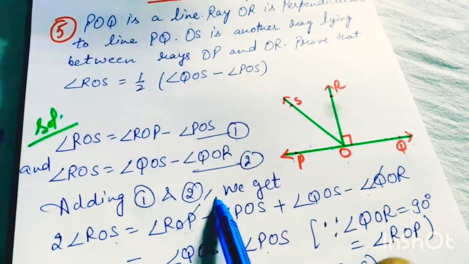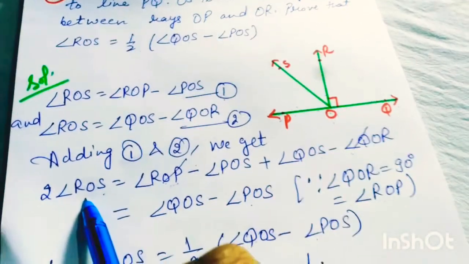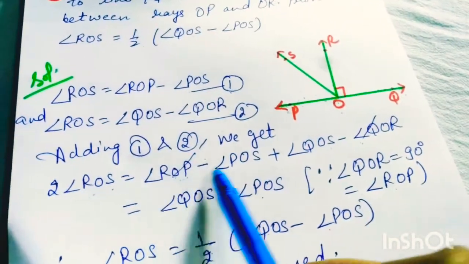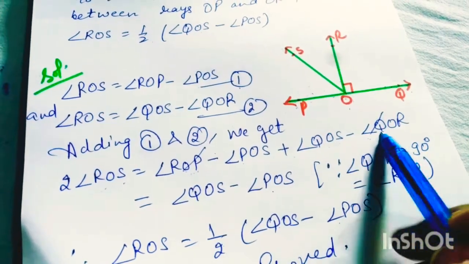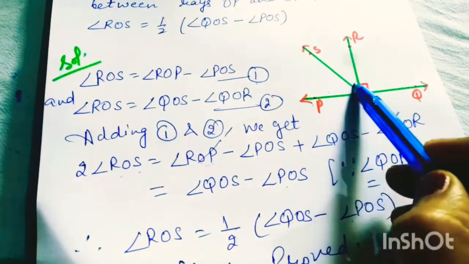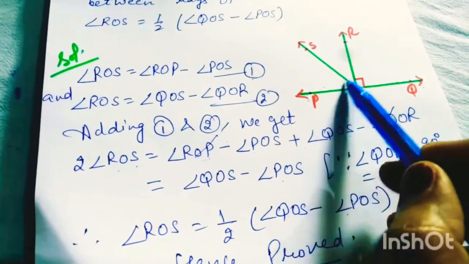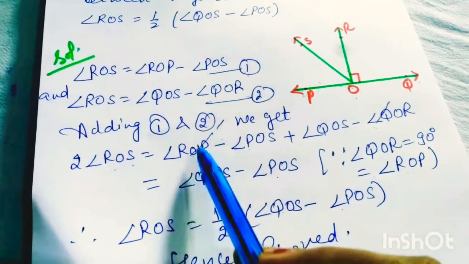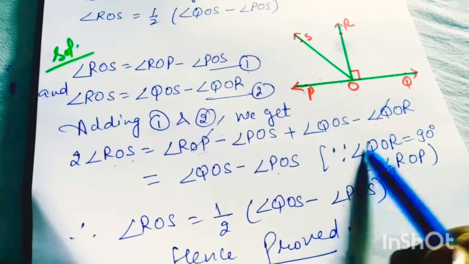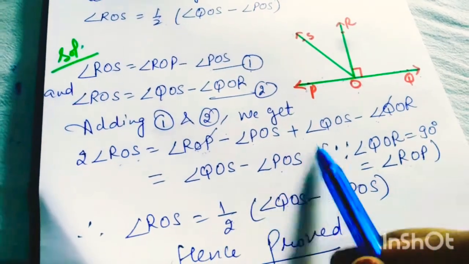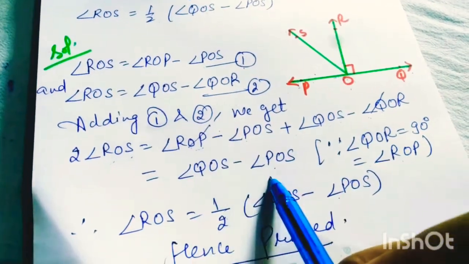Then adding first and second, we get ROS plus ROS, which equals 2 times angle ROS. This is equal to angle ROP minus angle POS plus angle QOS minus angle QOR. Now angle ROQ is equal to angle ROP because both are 90 degrees. Therefore, these angles ROP and QOR will be cancelled, and on this side we have to write the reason why we cancelled these angles. Then what is left is angle QOS minus angle POS.